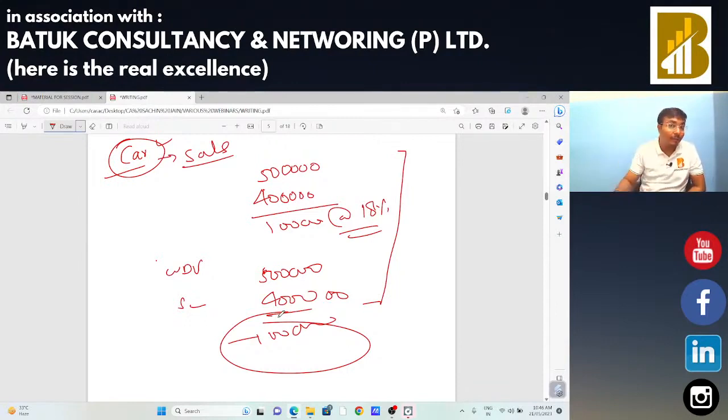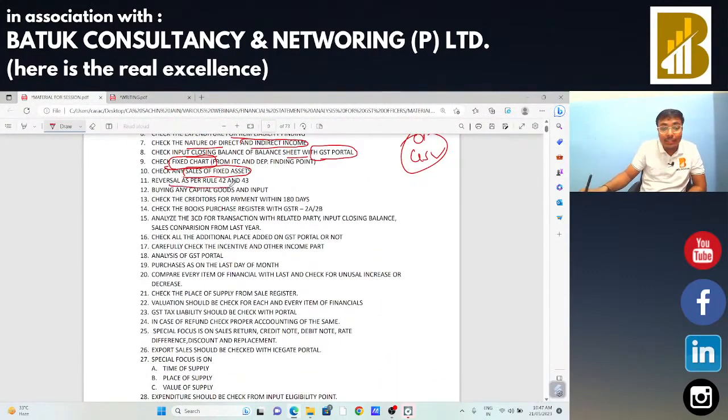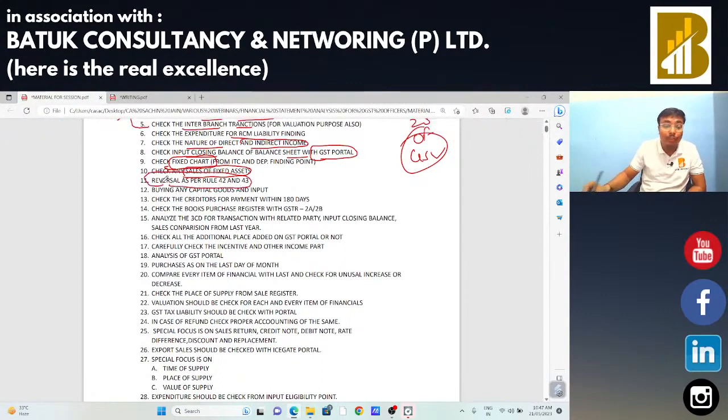How can we do the analysis of financial statements? Next, we need to analyze the reversal as per Rule 42 and 43. When we started the session, we discussed that first I am going to check the nature of that particular entity and what type of business the entity is involved in. Suppose the entity is involved in exempted as well as taxable supply. In that case, we need to check whether the reversal as per Rule 42 and 43 is done or not. See GST rules, Rule 42.